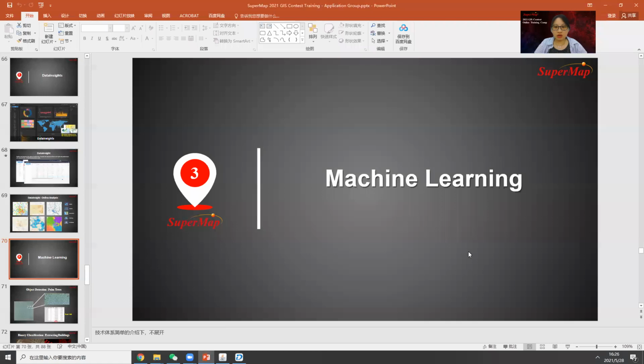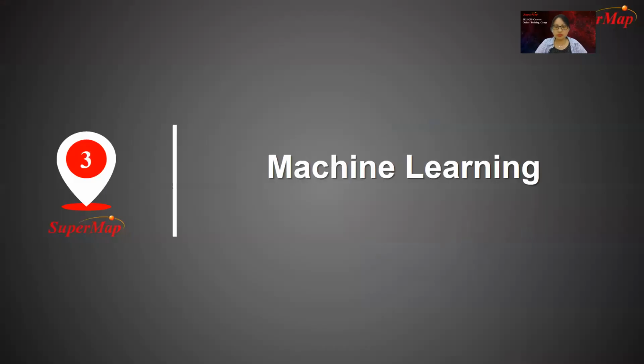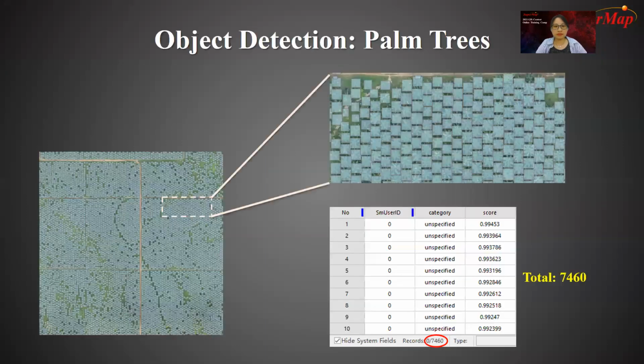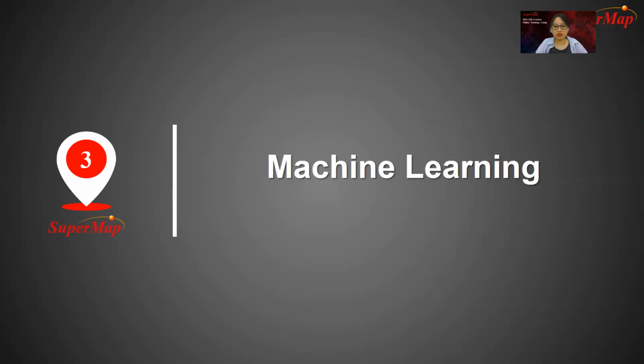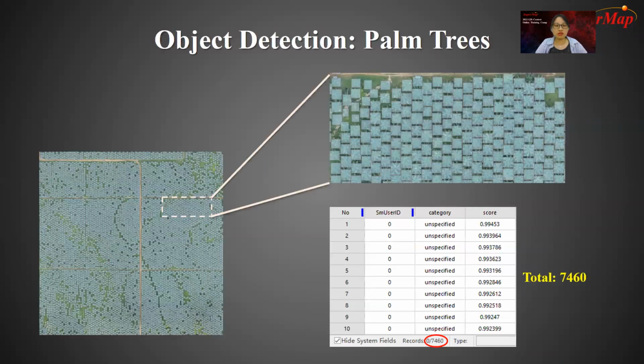Next, let's go back to our PowerPoint and continue. The third one is about machine learning. In SuperMap machine learning, let's take a look at what we can do based on machine learning theory. First, we can detect objects by object detection. This example shows palm tree extraction by object detection, and we can not only identify the palm trees, but at the same time get the total number of palm trees. So it is helpful.